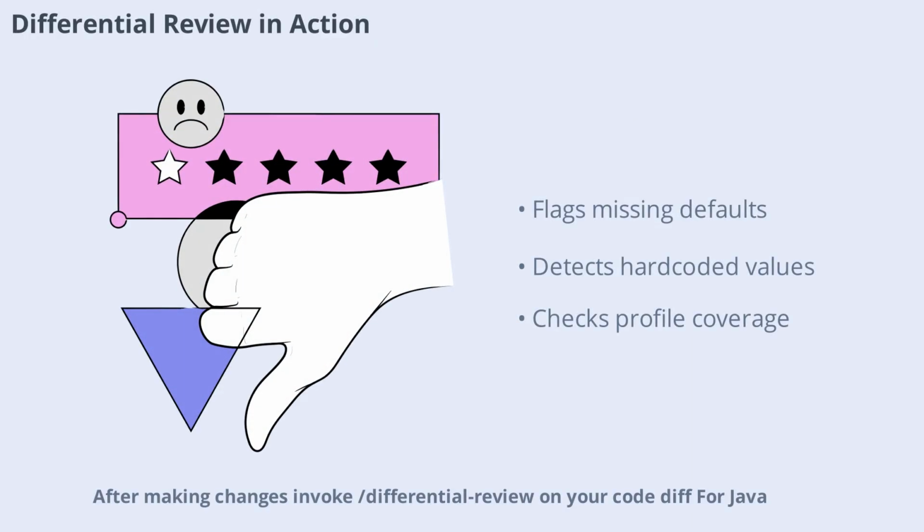For Java, Claude flags environment-sensitive code, such as missing default values for configuration properties, hard-coded hostnames, or missing production profiles. This helps you avoid surprises in production and ensures your code is robust across different environments.